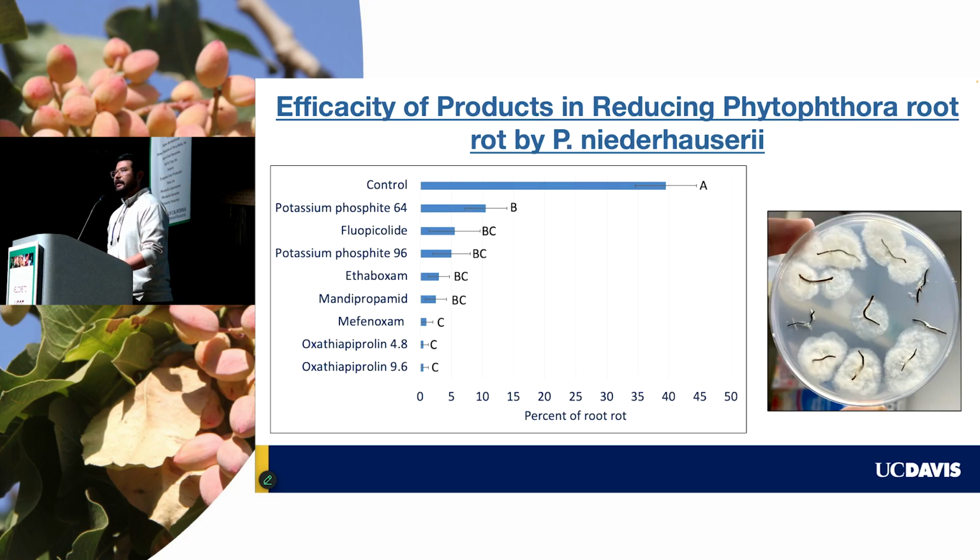And the other part that we wanted to assess was the reduction in Phytophthora root rot infection after these fungicide treatments. What we saw once again is that all products were highly effective at reducing root rot infections, with oxathiapiprolin and mefenoxam showing that they were the most effective products.